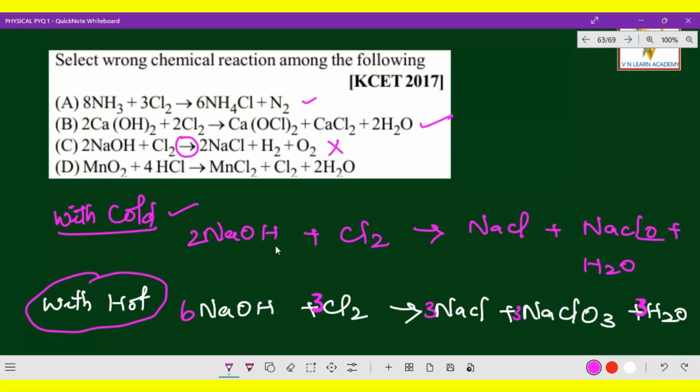Actually, sodium hydroxide with chlorine, Cl2 directly will not react with the sodium hydroxide. And NaOH to produce hydrogen and oxygen in cold condition is not possible. So actually H2O2 will not be given. So which is the wrong option? Come on, last option, let us check.